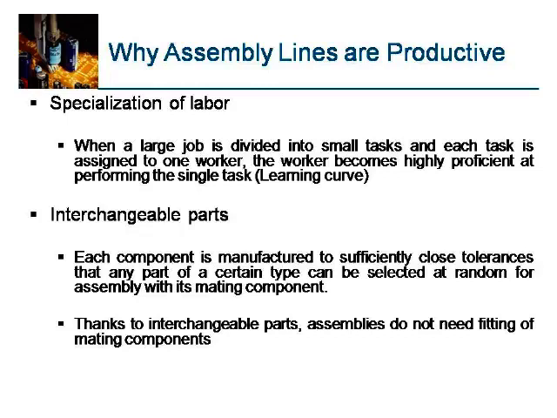And interchangeable parts. Each component is manufactured to sufficiently close tolerances that any part of a certain type can be selected at random for assembly with a mating part. It is called interchangeability of the parts. Thanks to interchangeable parts, assemblies do not need fitting of mating components. You need not make the parts exclusively for assembly.